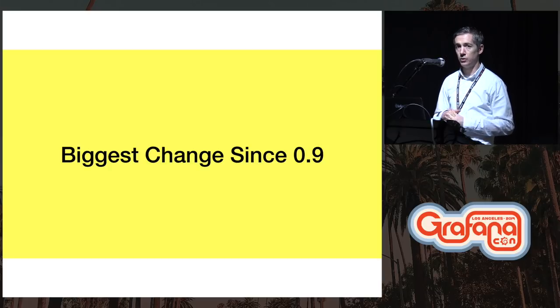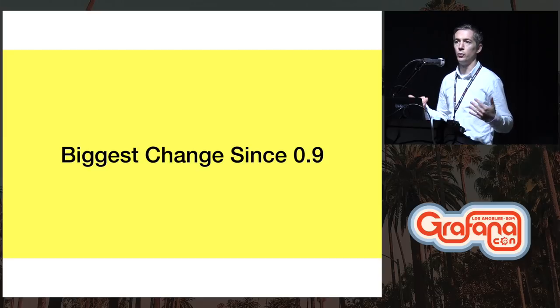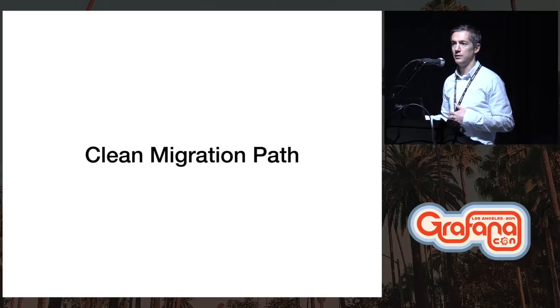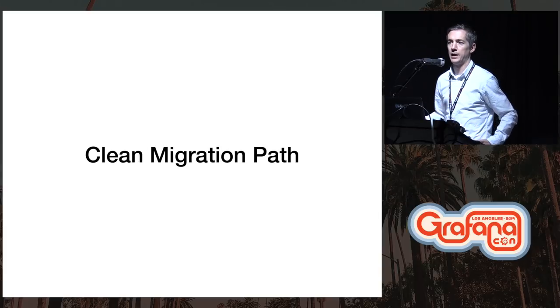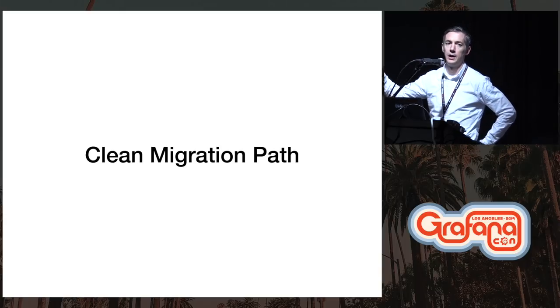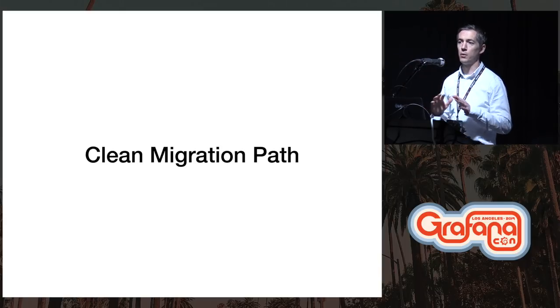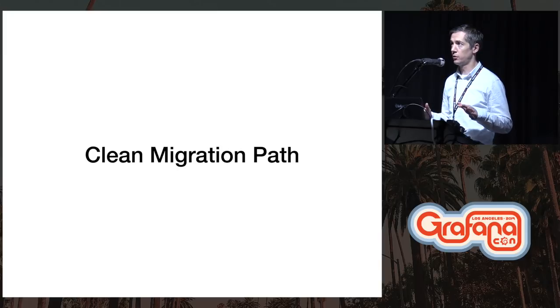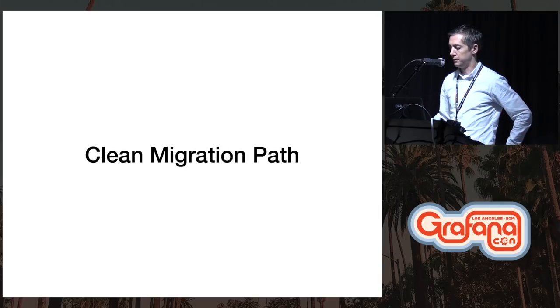Now with 2.0, we have a whole new API that we're introducing, but luckily 2.0's functionality represents a superset of what's available in 1.x. So what that means is there'll be a clean migration path to upgrade from 1.x to 2.0. The file format of the time series data storage will change, but there will be a migration path to upgrade.